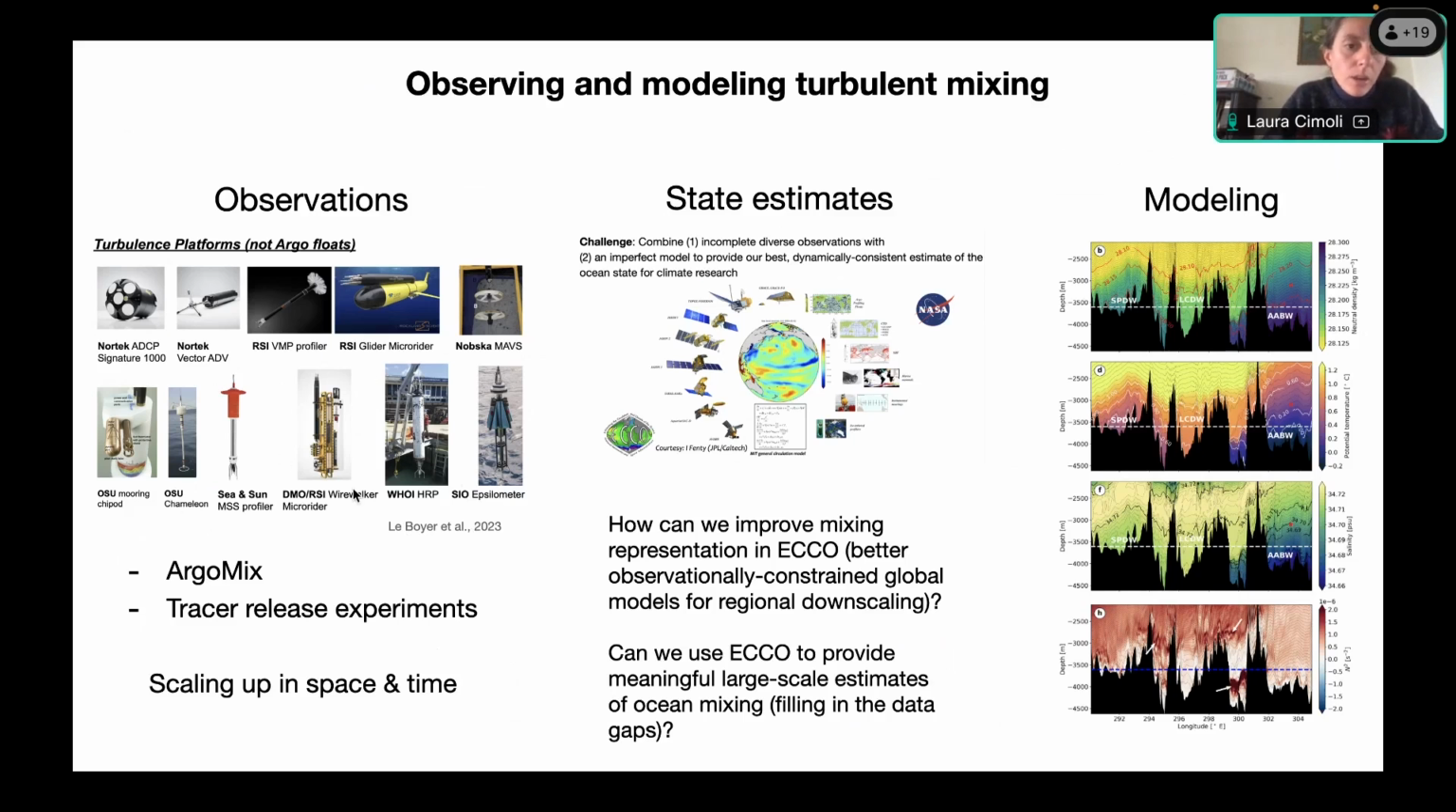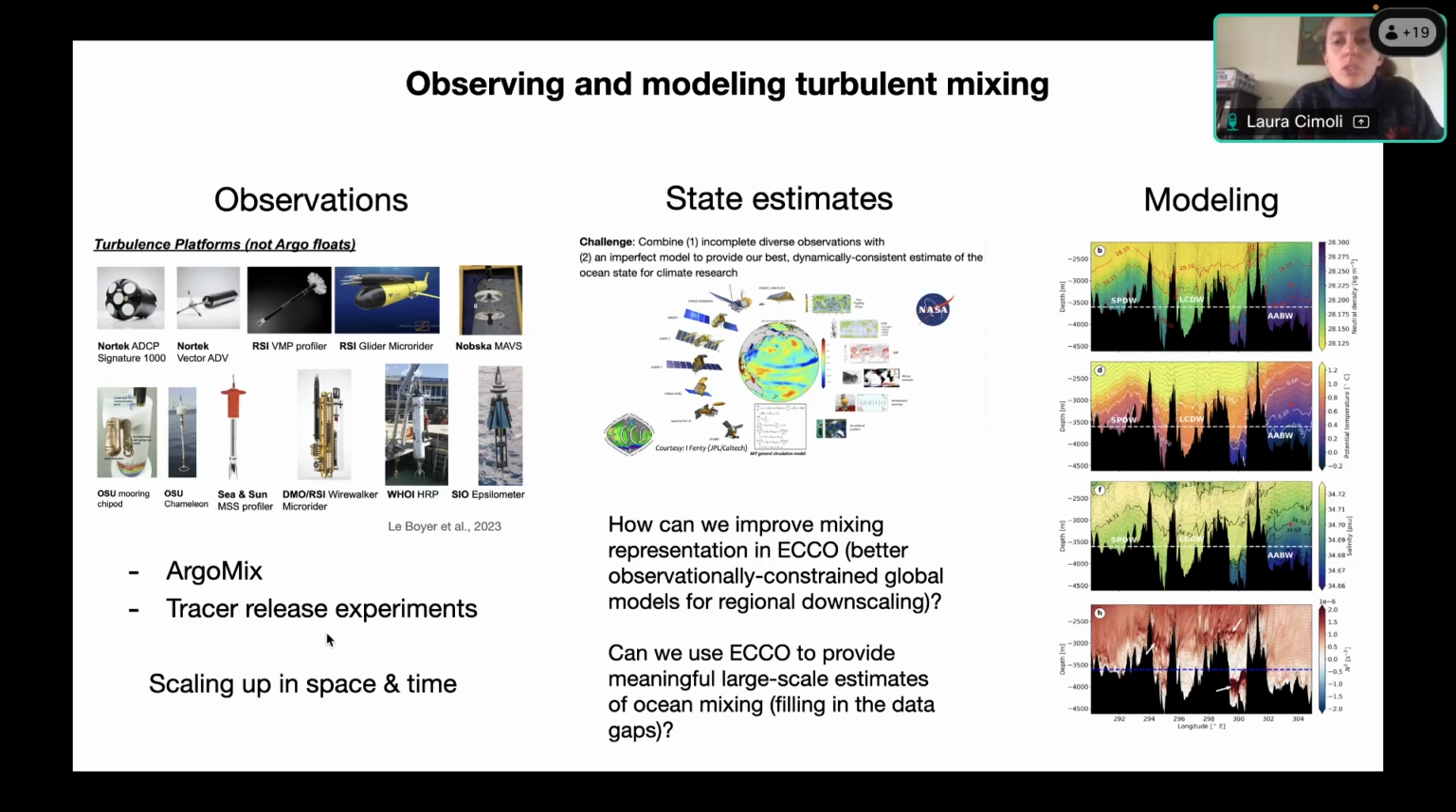So we are starting to have a number of platforms, and I think there is more push to also have turbulence sensors on Argo floats, which will of course allow us to have a much more global coverage. And in general, localized observations are scaling up in space and time.